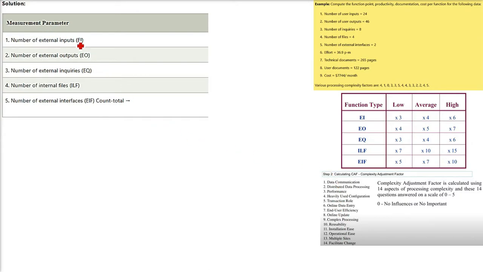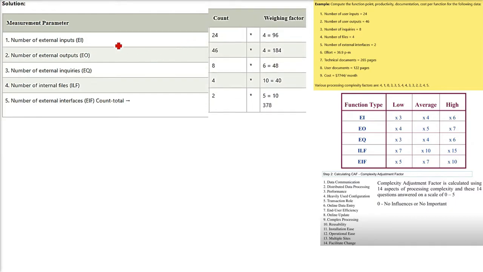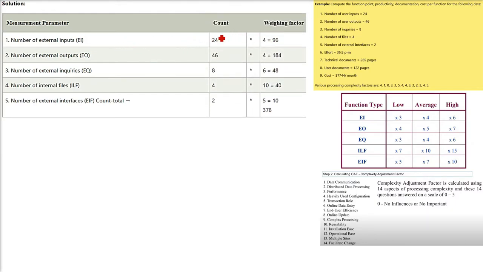So number of external inputs, EI, is because user input is external input. So what is the number? 24. What is the number of external outputs, which is the user output? So we are going to put 46 here. Number of external inquiries, which is the number of inquiries, we are going to put 8. Number of internal files, which is number of files, is going to be 4. Number of external interfaces, what will it be? This will be number of external interfaces 2.